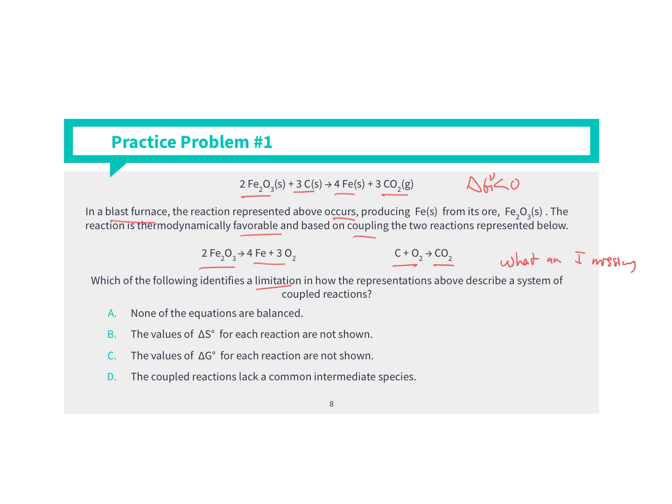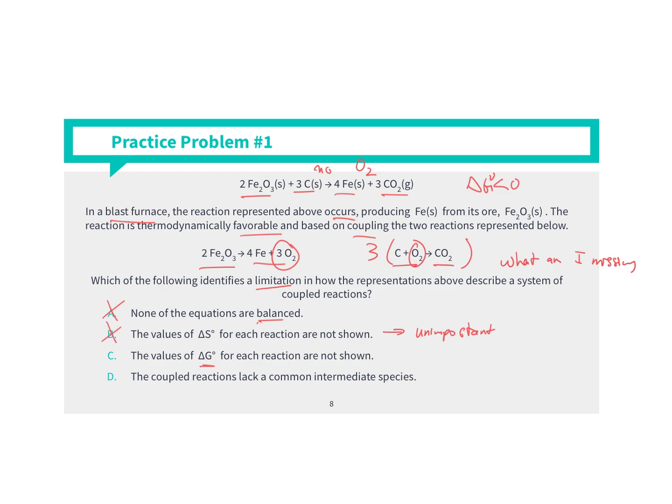So the first one says none of the equations are balanced, but you can clearly see that in the top one I have 3 carbon, and I make 3 CO2, and here I have 3 O2. But I don't have O2 in my above reaction. And so to balance this, all I really need to do is just multiply this reaction by 3. And so A isn't really a limitation because we can just balance the reaction. B says the values for delta S in the reaction are not shown, but this is unimportant. We don't need delta S in order to look at a coupled reaction. We need delta G, and so that's not important.